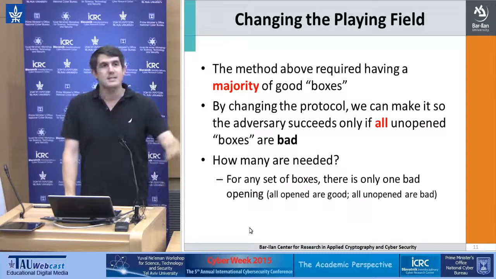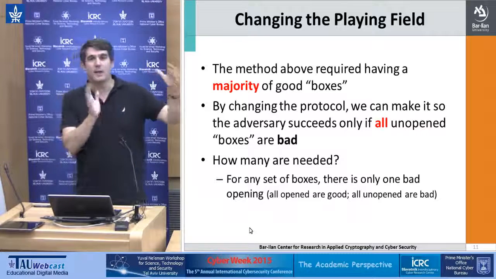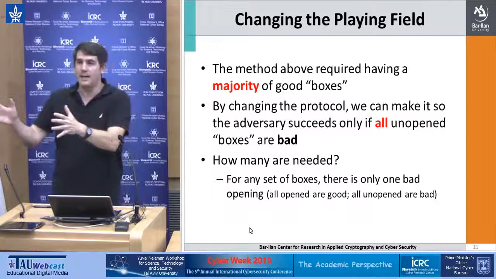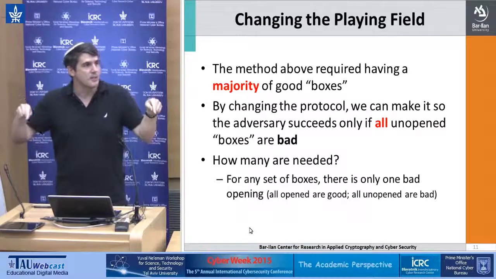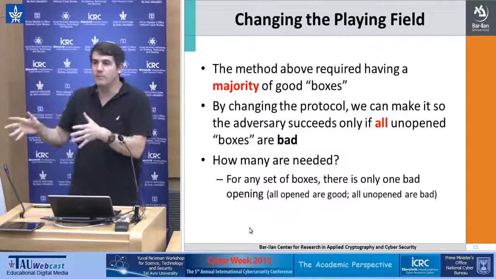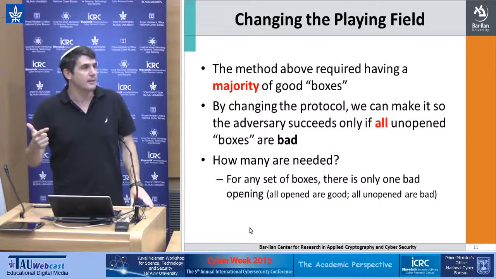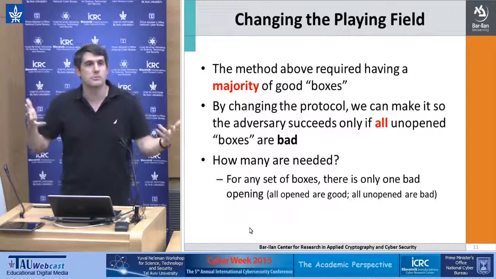And what that means is that, well, we open a certain set of these boxes and they all have to be correct. The adversary would only win if all the remaining ones are bad. That means there's only one specific opening of the boxes that will allow the adversary to win. That's if I open all the good and I leave all the bad. Now if I open each box with probability 1/2 independently, then there's only one good subset, so it's with 2 to the minus s.